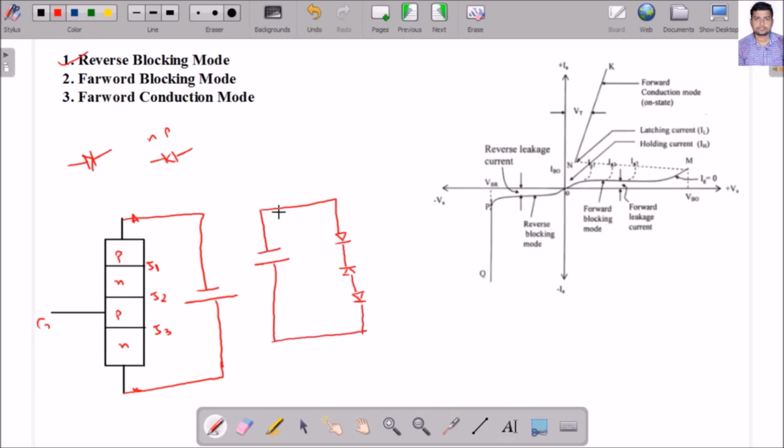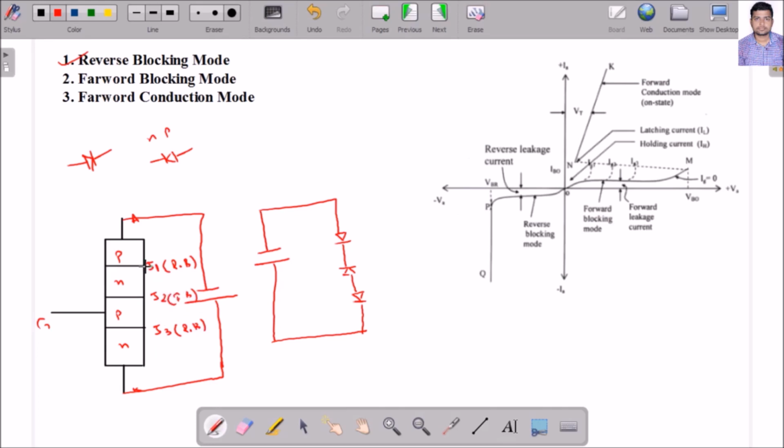See, it is negative, so this diode will be what? Reverse bias. So I can say junction J1 will be reverse bias. Again this cathode terminal is connected to positive, so junction J3 is also reverse bias. And here the cathode is connected to negative, so junction J2 is forward bias. So in the reverse blocking condition, junctions J1 and J3 are reverse bias and junction J2 is forward bias.